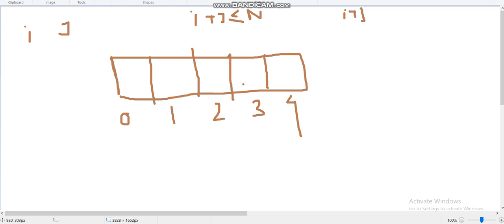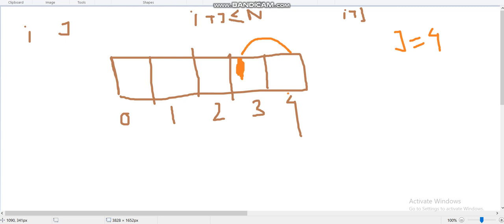Let's consider Takahashi is at index 3, and let's say he is here. Now he gets j equals 4 after rolling the wheel. What will happen? He will move from 3 to 4. One move is done. Now in the second move he has to return.